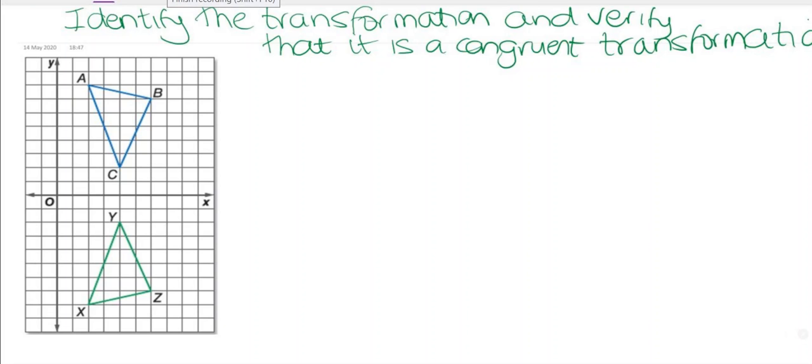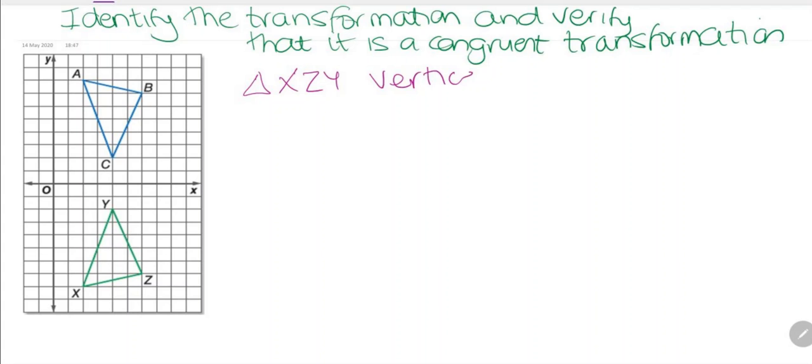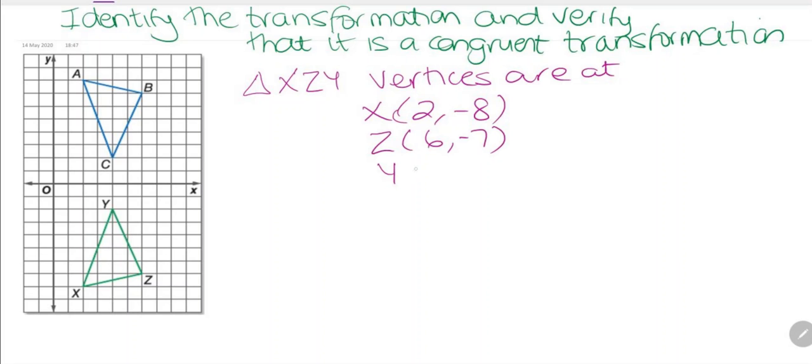So we need to identify the transformation and verify that it is a congruent transformation. So we have a triangle XZY, and the vertices are at X, which is at (2, -8), Z, which is at (6, -7), and Y, which is at (4, -2).